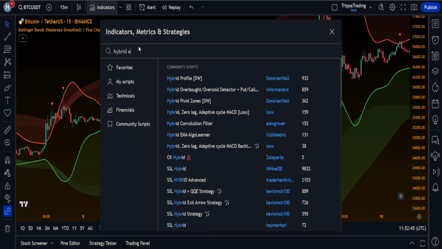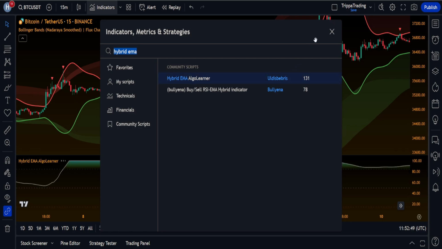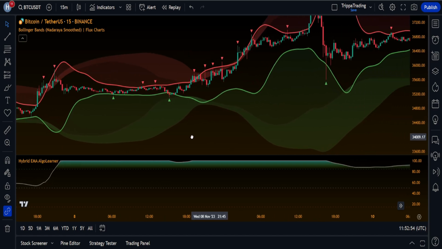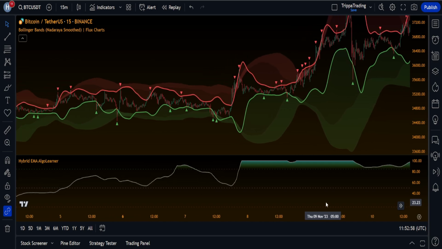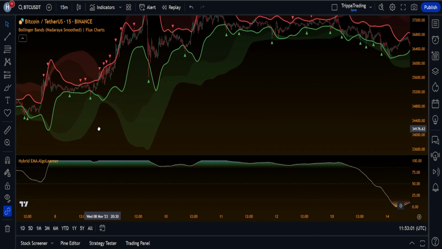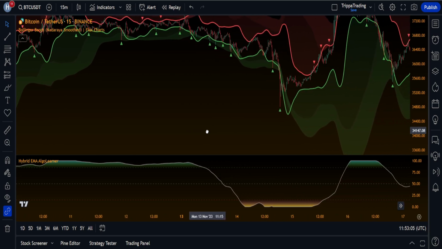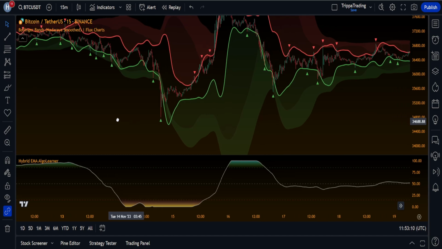So let's open the Indicators tab again and search for Hybrid EMA Algo. I'm sure you have never heard of this indicator, but this indicator combined with the smooth Bollinger Bands indicator creates a perfect match. This innovative trading indicator utilizes a KNN-inspired algorithmic approach alongside traditional exponential moving averages for more nuanced analysis. While the algorithm doesn't actually employ machine learning techniques, it mimics the logic of the k-nearest neighbors methodology.